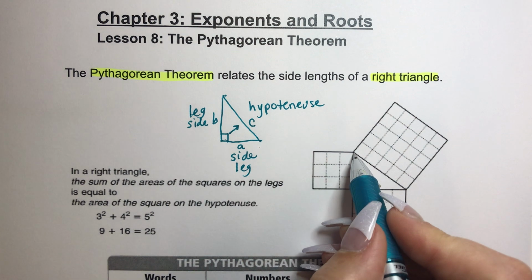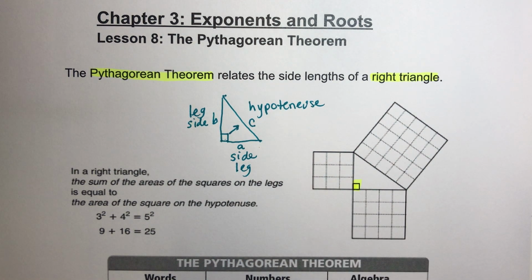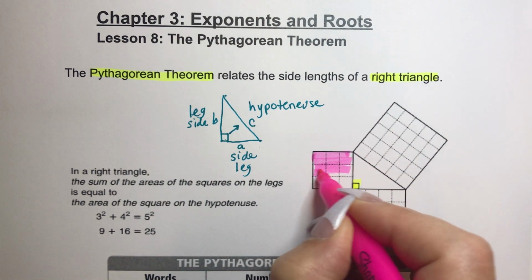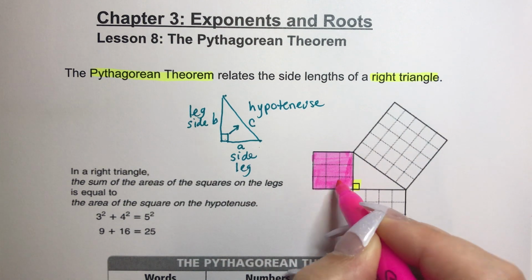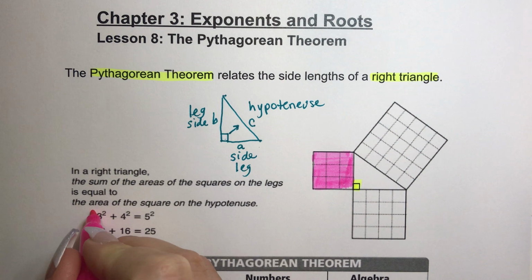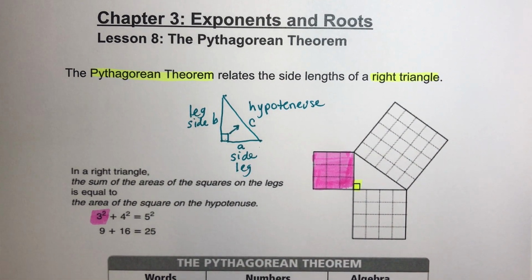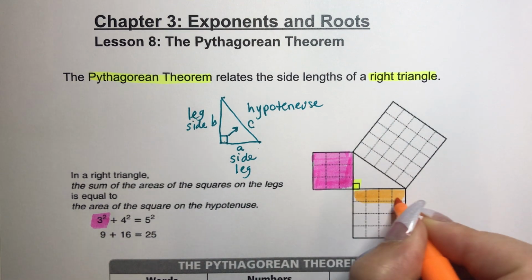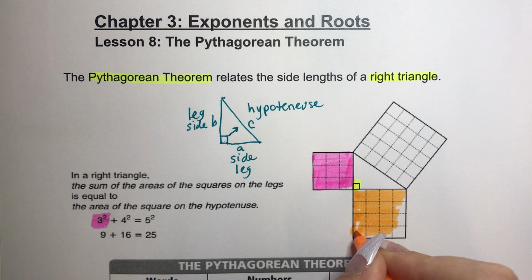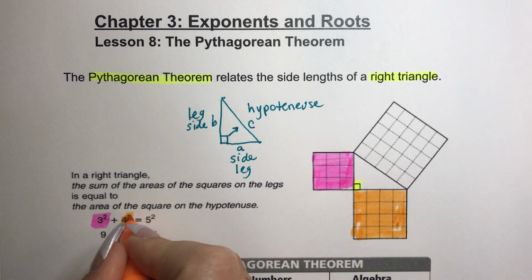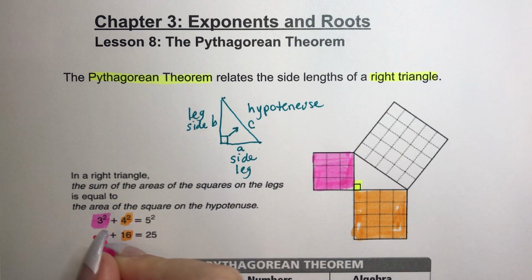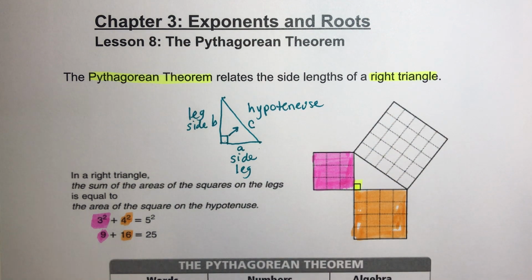So let's count this up and see if that's true. This side length is 1, 2, 3. This is a square, so a 3 by 3 means there's an area of 1, 2, 3, 4, 5, 6, 7, 8, 9. So if we take that 3 squared, that would be right here. And we add it to this square right here, which is a 4, 1, 2, 3, 4. We're talking about the area, so it's a 4 by 4, and 4 times 4 is 16. So this square is 4 squared, which is 16, and 3 squared is 9. What it's saying is that if you add these up, that is the same thing as this. So let's add them.